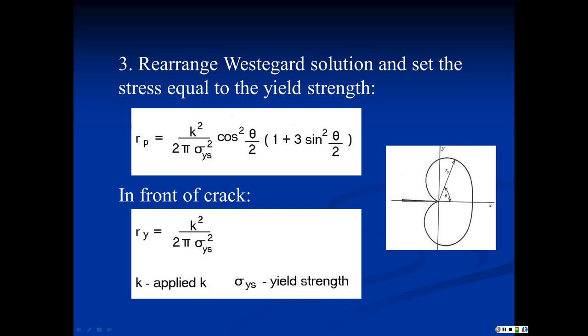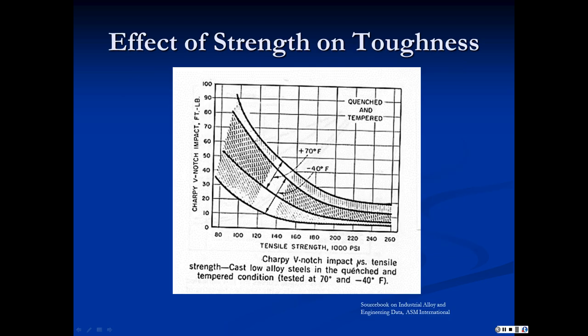Okay. But what we're defining is a region of the material in which everything inside of this region is yielded. Outside of that region, we still have elastic behavior, and the K field, the 1 over the square root of 2 pi r field, still applies. In here, that field doesn't apply. The stress is all equal to the yield strength. Okay? Now, we've seen that as you increase the yield strength, you decrease the plastic zone size.